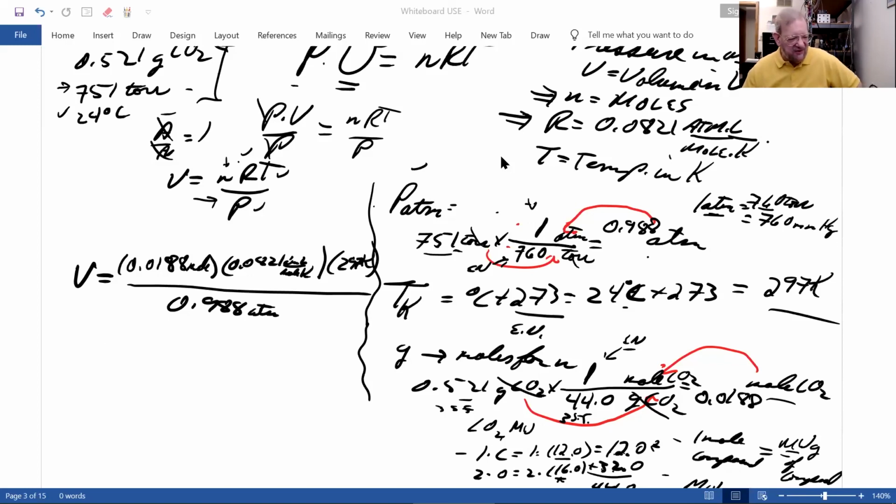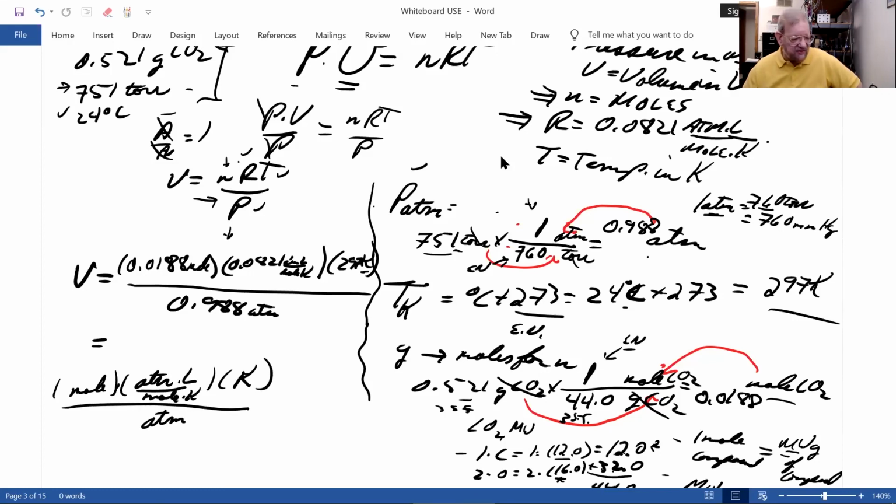White over worries sometimes. Now, before I do the answer, since I wrote it so small here, let me just write down here, this you do not have to do, but we have moles times atmosphere liter per mole Kelvin, times Kelvin right here, divided by atmospheres.